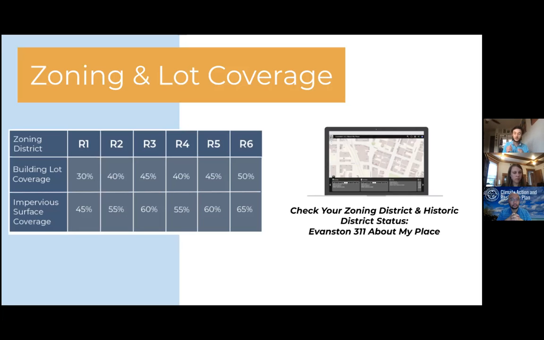Lastly, I'm going to flag now, and I'll talk a little bit more about it later on, that historic districts and landmark properties will also affect what you can build in Evanston. It's important to know if your property is in a historic district or if your property is landmarked. You can look up both of these, your zoning district and whether you're in a historic district, through Evanston 311 My Place. A quick Google search with that term on the slide, Evanston 311 About My Place, should help you find this free City of Evanston tool.